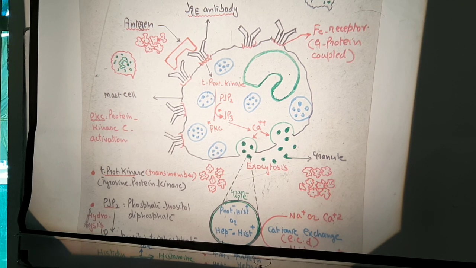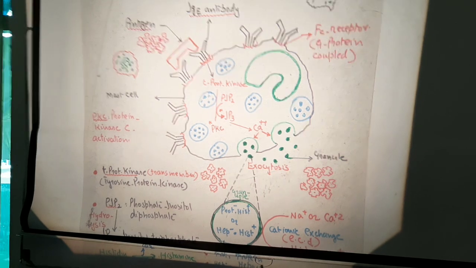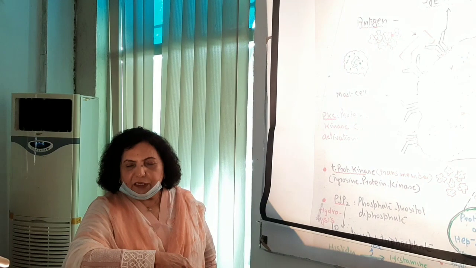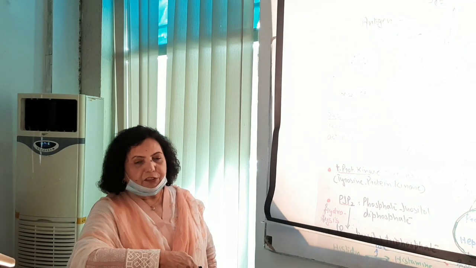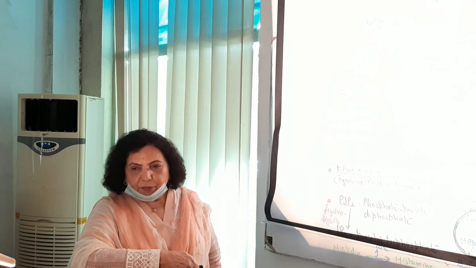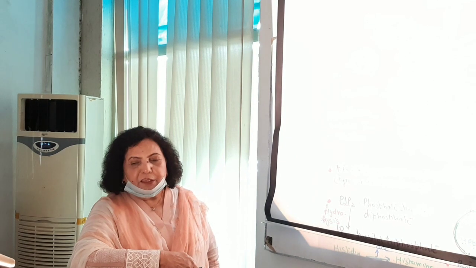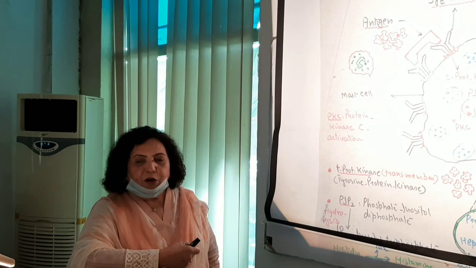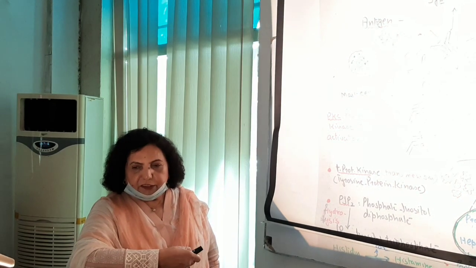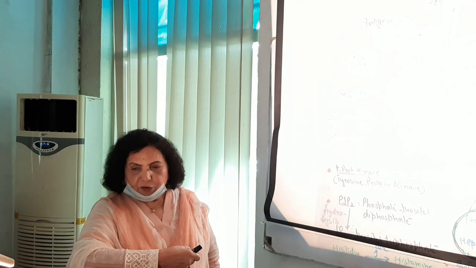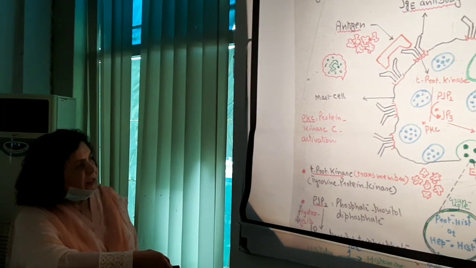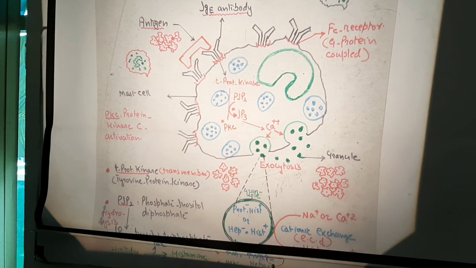Now what is the role of calcium ions here? Calcium ions participate in the process of exocytosis. What is exocytosis? Exocytosis means that when two membranes combine, there is rupturing of the membrane and release of the granules having the histamine, the release of histamine from the granules. That process is known as exocytosis.